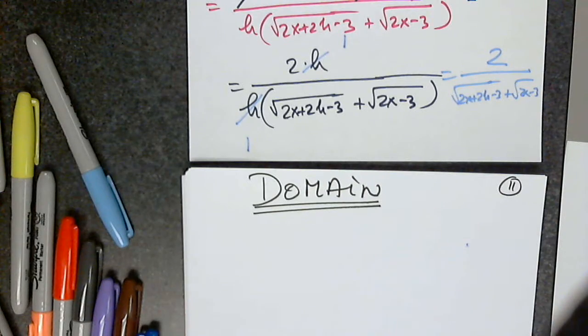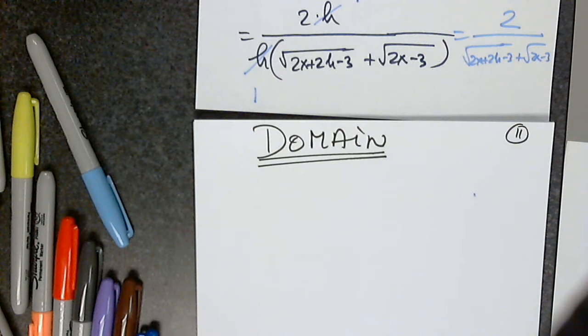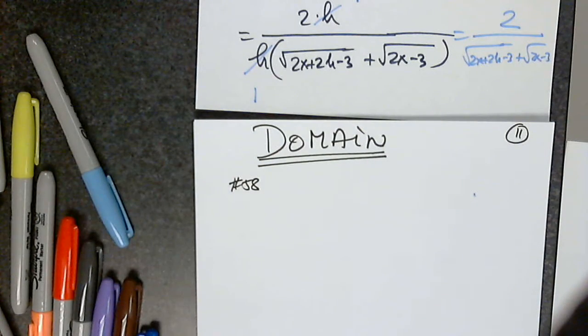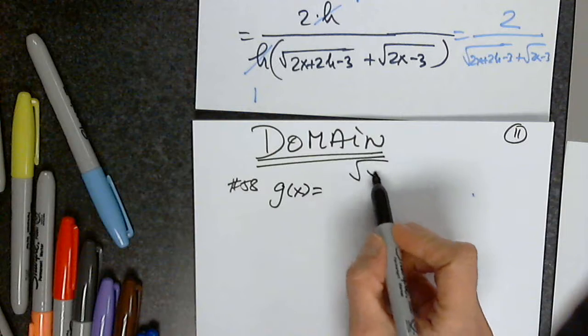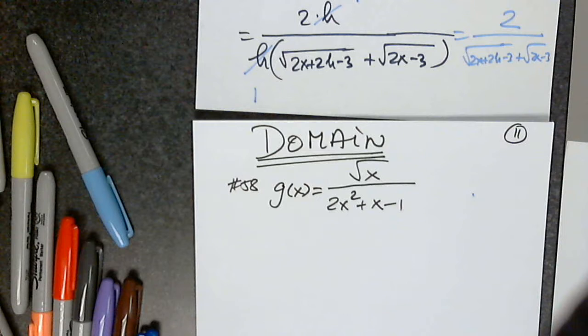Okay. I'd like to talk about domain because we cannot really talk enough about domain. So I'm on page 150. And let's say we want to look at 58. Remember to do all the problems from these sections that are recommended, and come back and say, I want help on this, I need help on this or that. So we are given a function g of x, which is the square root of x divided by 2x squared plus x minus 1. We're asked to find the domain of this function.